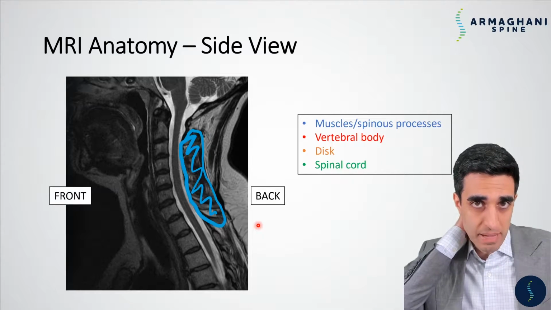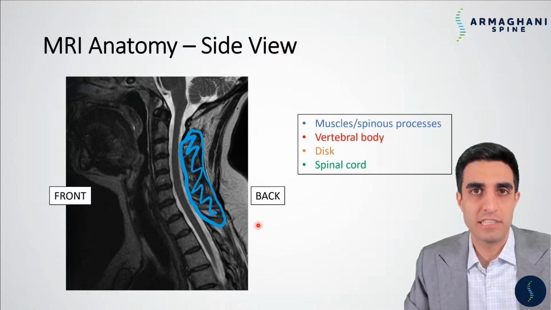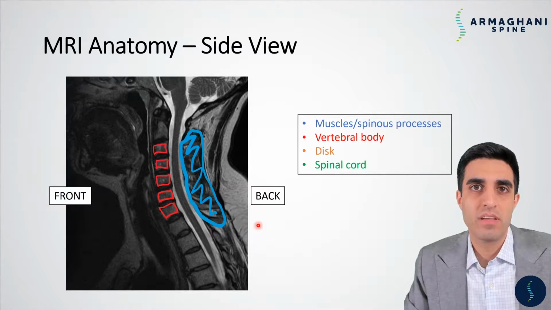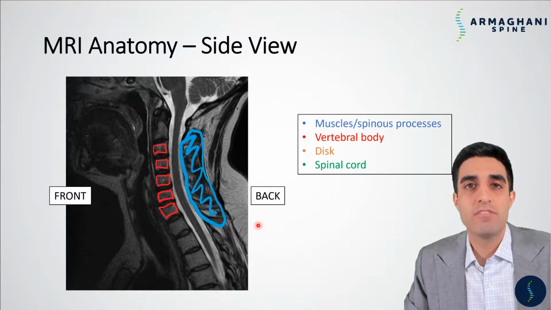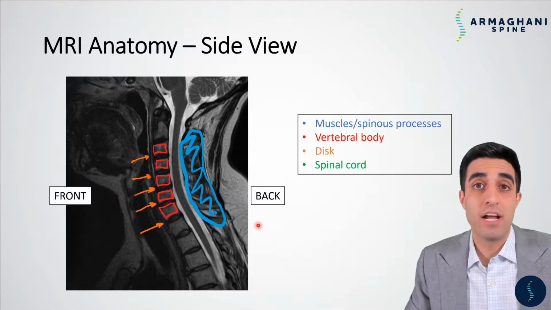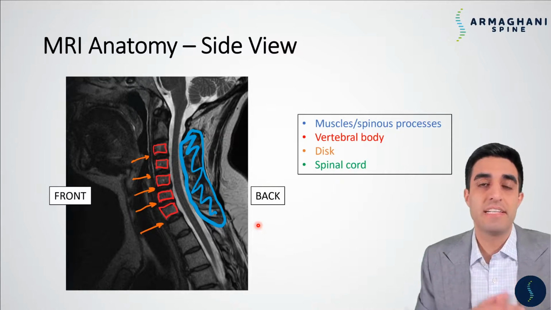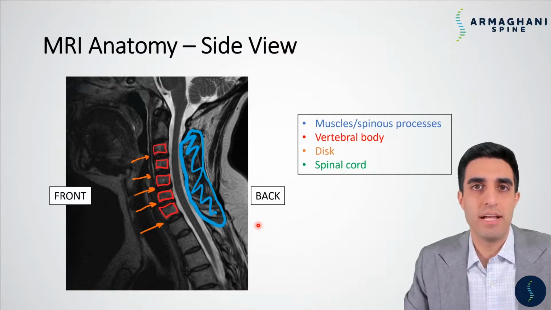So when you're touching the back of your neck, that bone that you feel, that's going to be your spinous processes. The vertebral bodies are the building blocks that make up your spinal column. These are highlighted here in red. You have 7 vertebrae in your cervical spine, numbered 1 through 7. In between the vertebrae are going to be the discs. The discs are a rubbery type substance which gives cushion between the vertebrae.